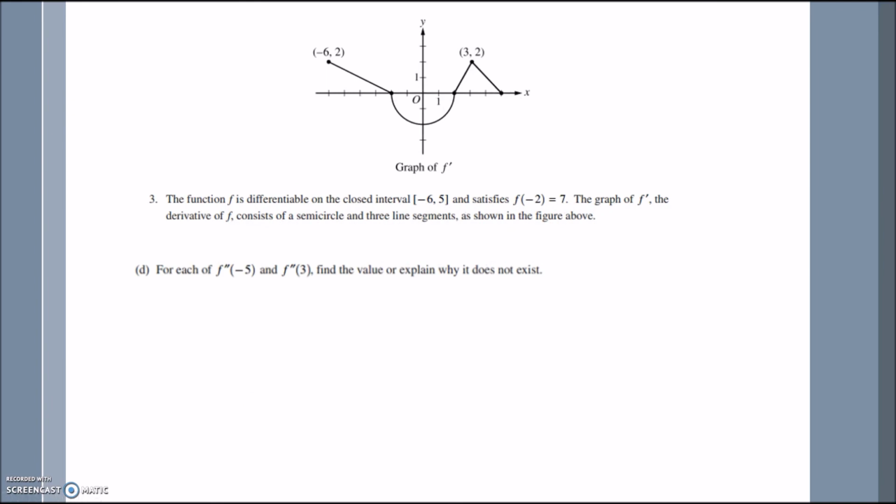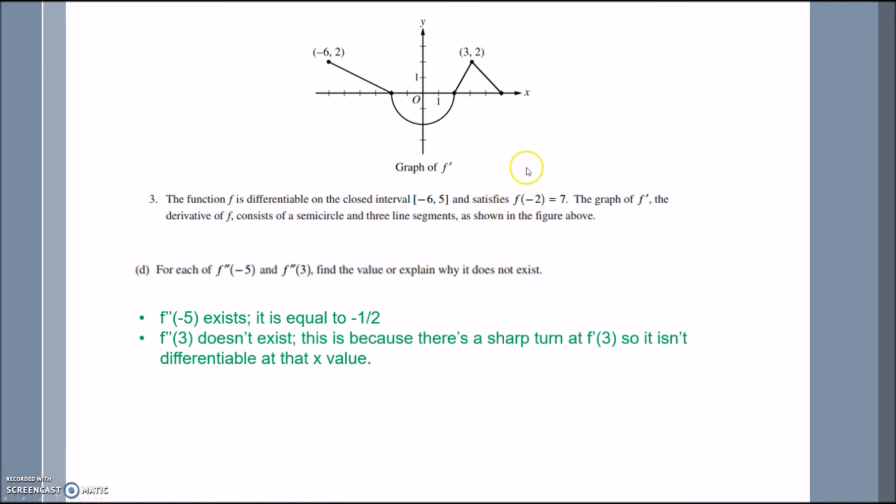Alright, moving on to the last part, it says for each of f double prime of -5 and f double prime of 3, find the value or explain why it doesn't exist. So for f double prime of -5, it's going to exist because f double prime of -5 is simply the slope of f prime at -5. So f prime of -5 is right over here, so the slope over here is, remember, rise over run, so rise 2, run 4, it's going to be negative because it's going down, so it's going to be equal to negative 0.5 or 1/2.